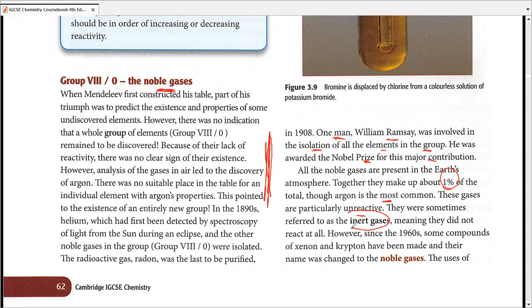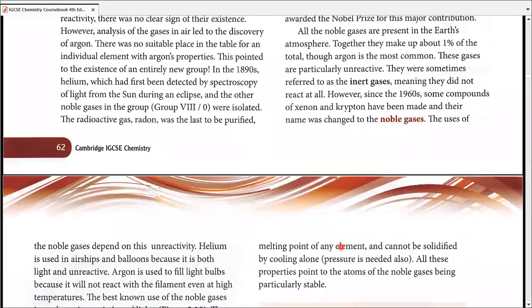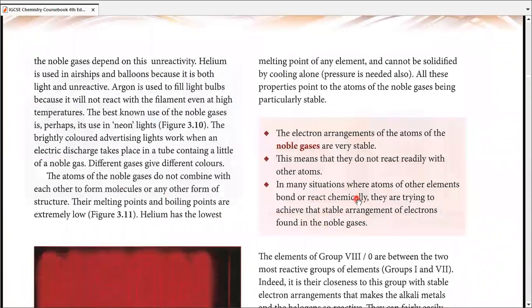We also use the term inert gases for them, but it does not mean that they do not react at all. Some compounds of xenon and krypton have been found or made. Their name was changed to noble gases because of their least reactivity. Yeah, we have a few compounds with them. That doesn't mean they do not exactly react, but most of the time, with most of the components, they are unreactive.